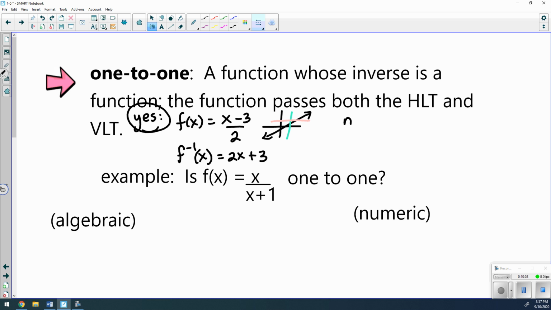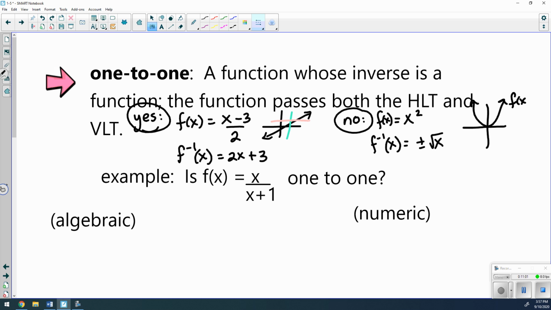Something that's a no was our function y equals x squared. And then remember, I'm going to not call it y, I'm going to call it f of x so that I can rename its inverse as f inverse. So remember there we got plus or minus the square root of x. That was our inverse function. We started, this was f of x. Let's see, is f of x one-to-one?